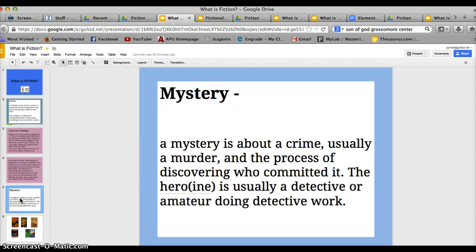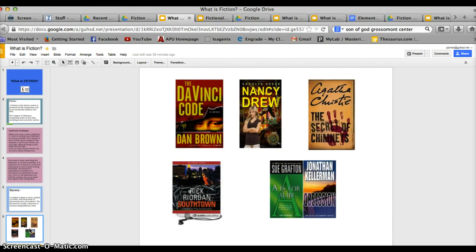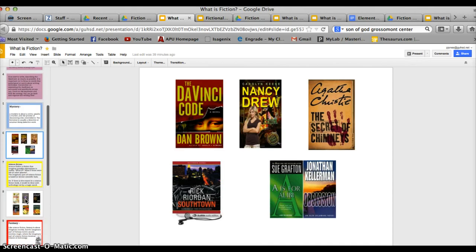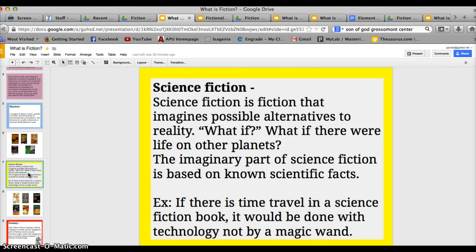Next, we're going to discuss some different genres of mystery. Mystery is usually always about a crime or a murder, and just the process of getting evidence and finding out who committed it. Here is a selection of different mystery novels that are available. Some may seem familiar to you, and some are just popular writers that happen to write within that mystery genre.